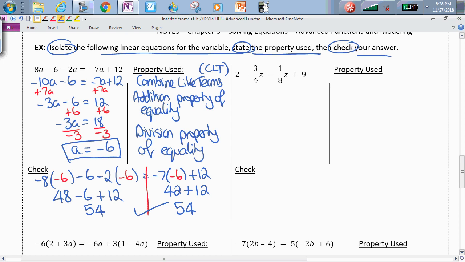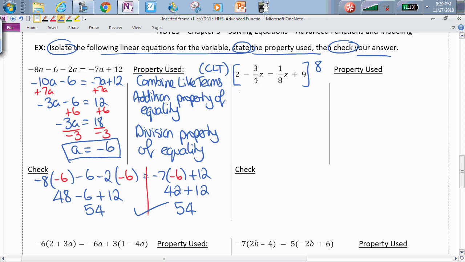This next one here, we're trying to get our like terms together. We notice there's some fractions here, so we can get rid of the fractions. This is a much easier problem. Common denominator of 4 and 8. Common denominator is the lowest common multiple, so that's going to be 8. So we're going to multiply everything by 8, because if I multiply by 8, it gets rid of this denominator, and then it also takes care of this one as well.